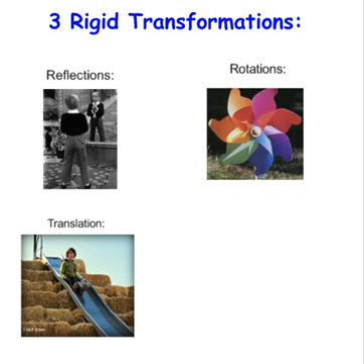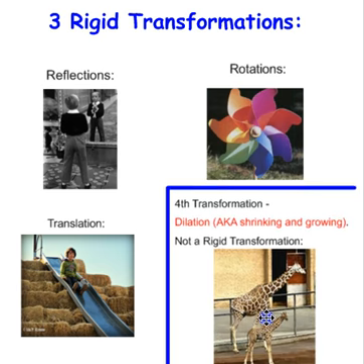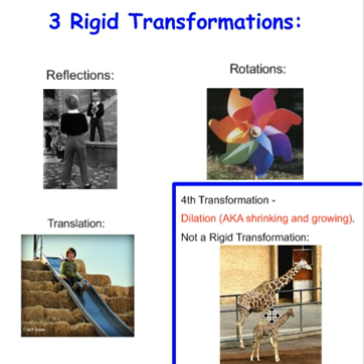There is a fourth transformation we will talk about later in this class, which is called a dilation. It's a shrinking and growing of an object, which is not considered rigid because it does change the size of the object, but the shape stays the same. So these are the four transformations, really, that allow us to move objects and ultimately move points around on a plane or a coordinate plane.